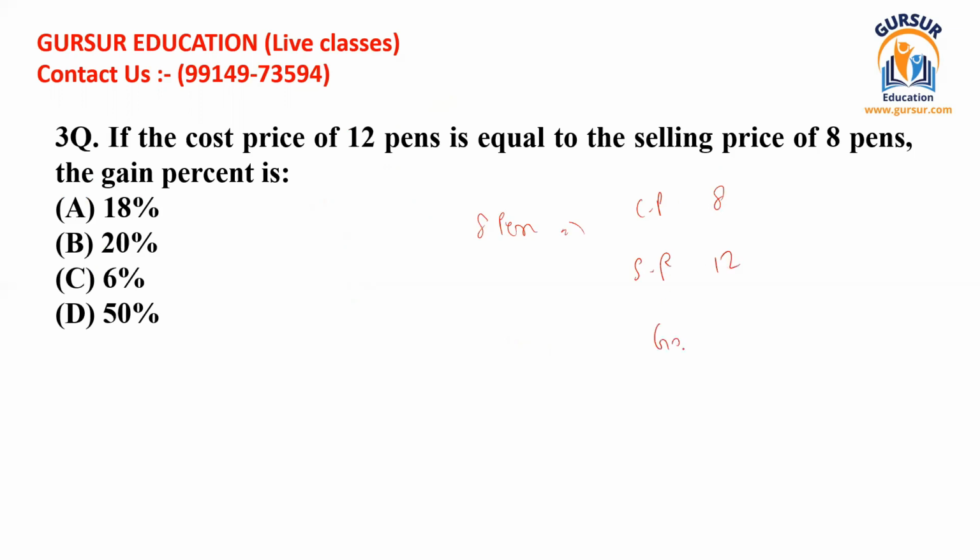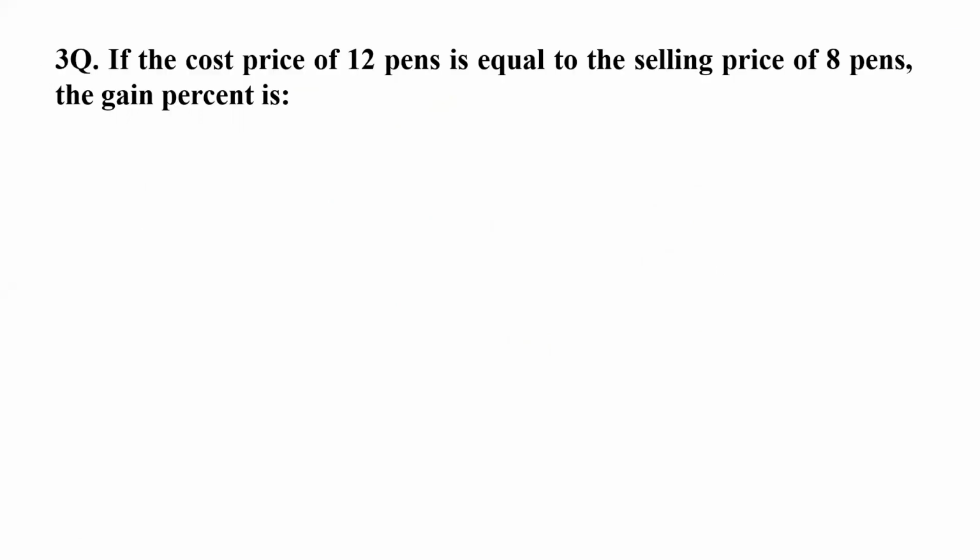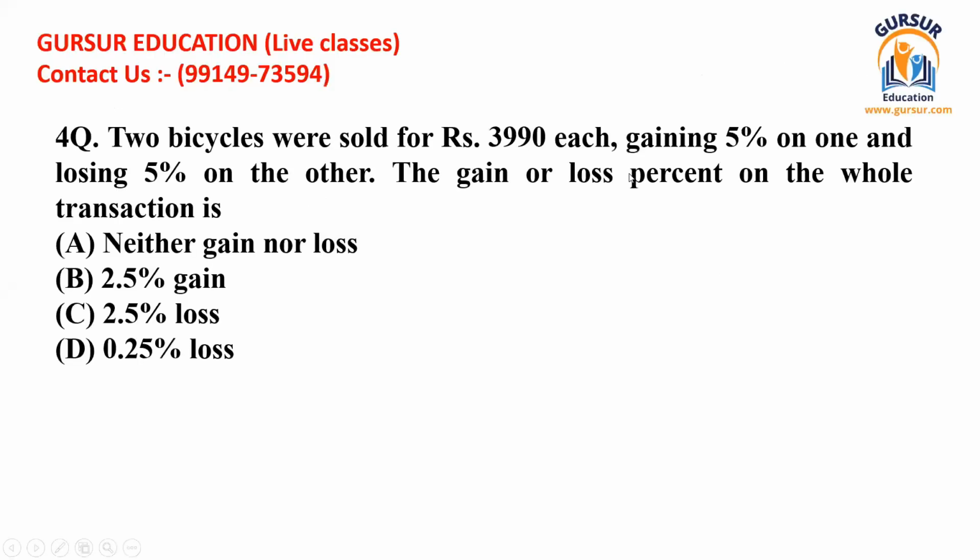Now you can easily find the gain. This is 4 rupee. And on the basis of these two items, you can easily find the profit or loss percentage. So in this way, I hope you would have understood this question and understood the concept of this completely as well. So now we are just moving further, and I'm going to show you the fourth question so that we can solve it and I can teach you in a proper manner.